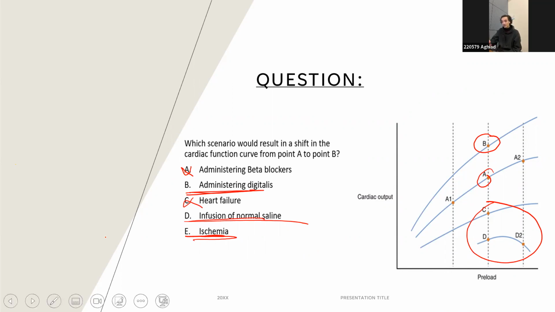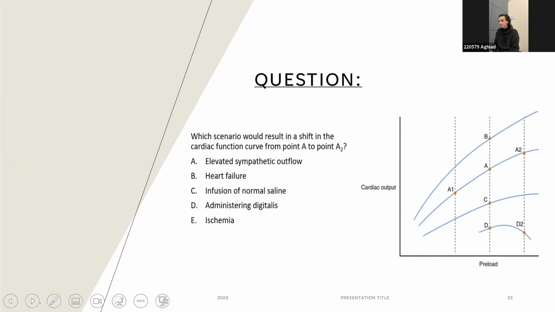Okay. Now the next question. Which scenario would result in a shift in the cardiac function curve from point A to point A2, sorry. A to A2.